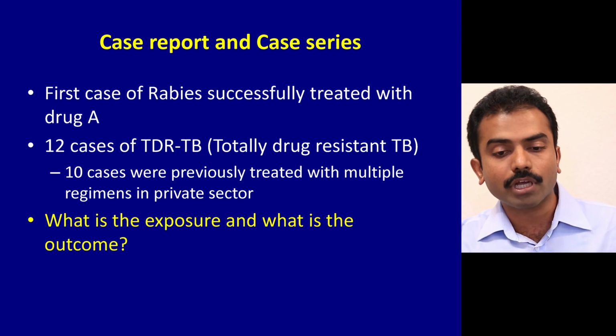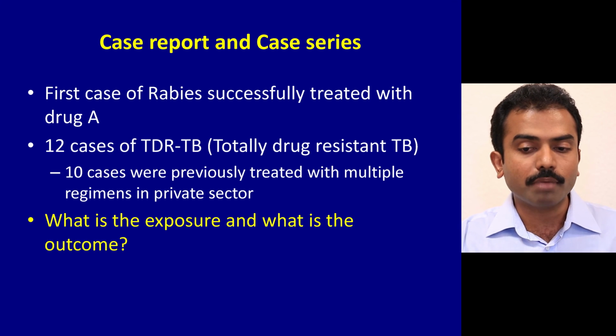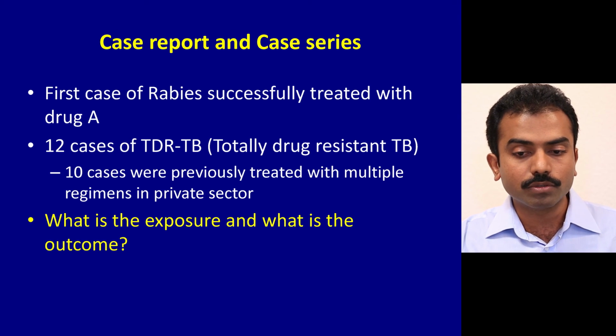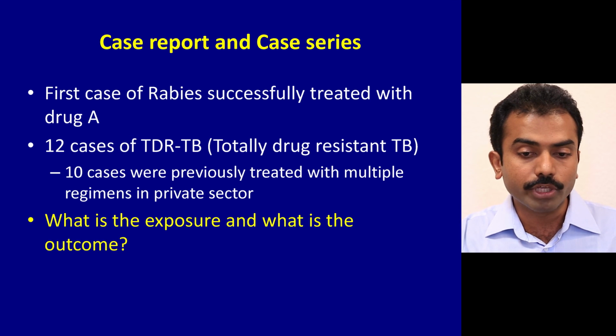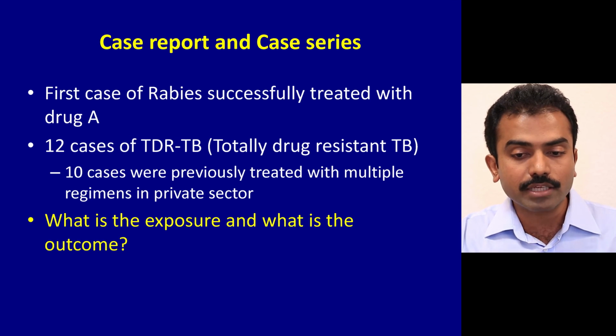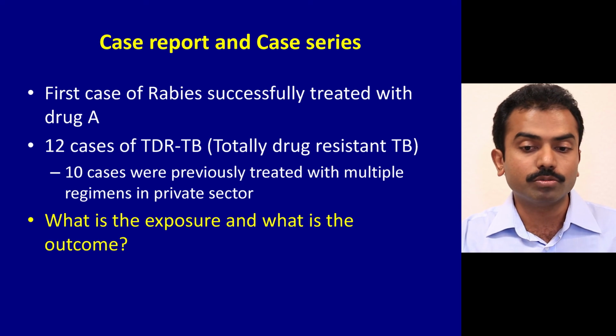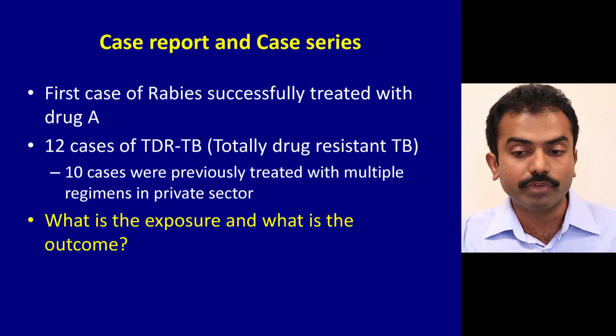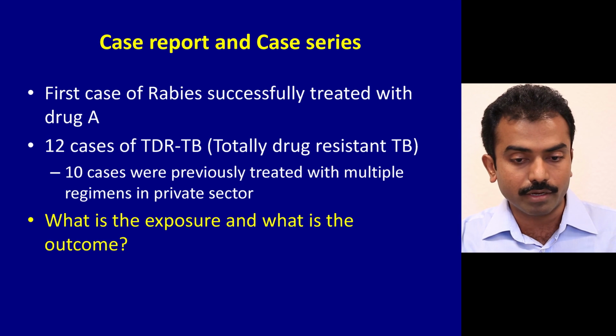Although we do not have a control arm, we know from history that there is no cure for rabies. So if you have a first case of rabies which has been cured with anything, that is going to be a revelation, and so we have a sort of implicit control here.